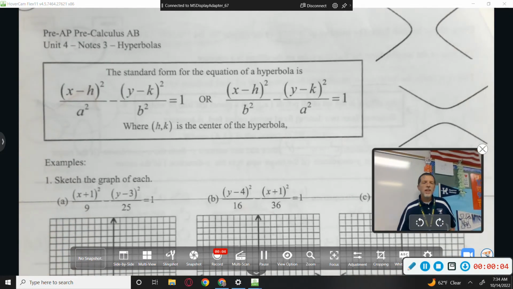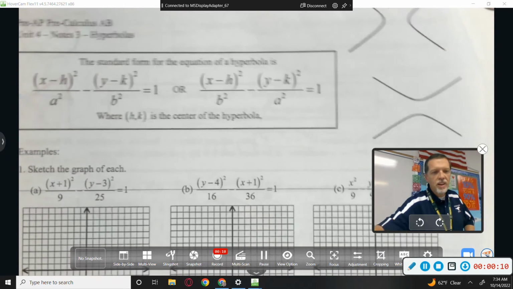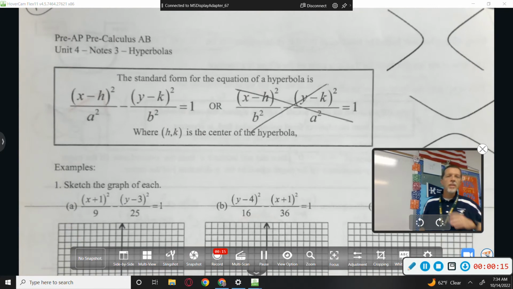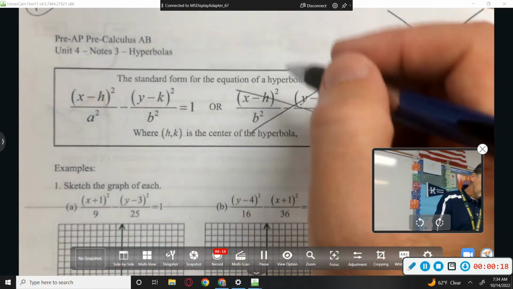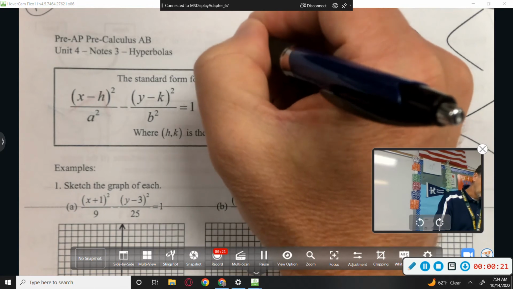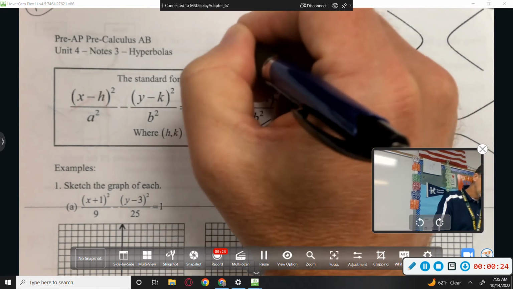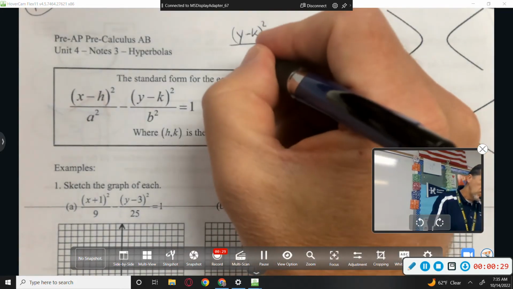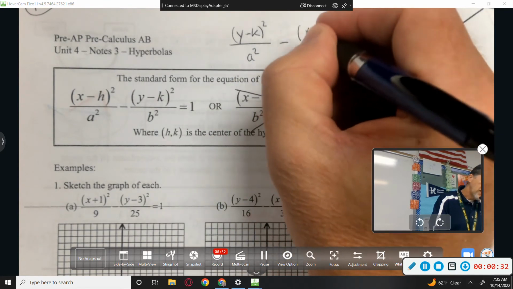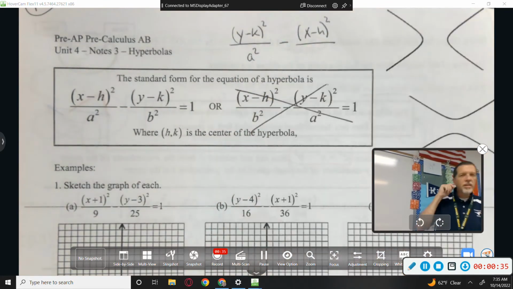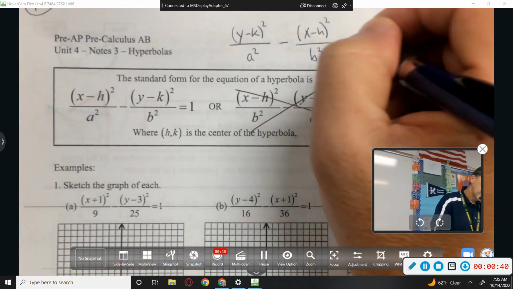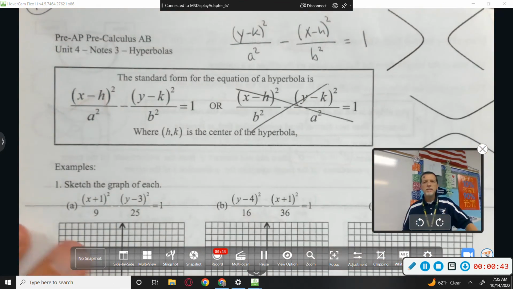Hyperbolas, and there's a mistake, and I didn't fix it from last year, so the mistake's still here. This second one is not right, so you just mark out the second one. Here's what the second one should be: (y minus k) squared over a squared, minus (x minus h) squared over b squared, equals 1.